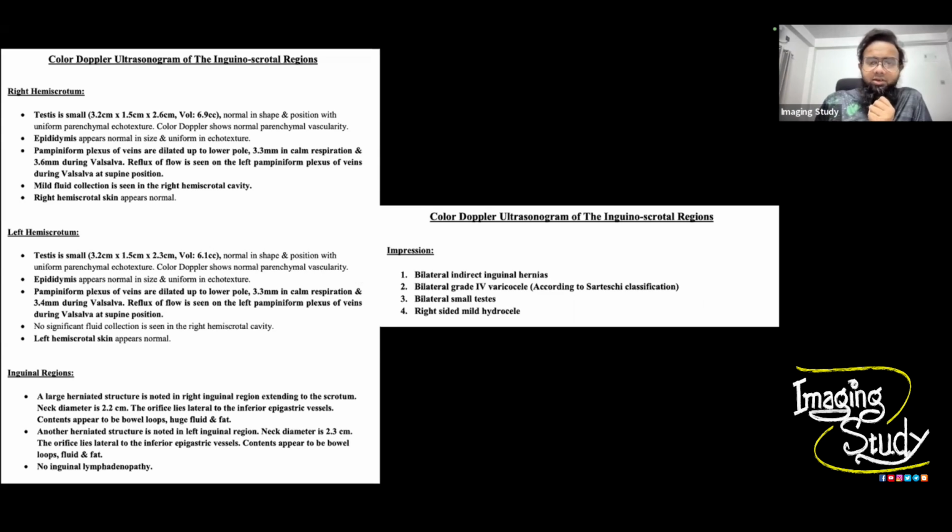Okay, so this is the inguinal region. So there was bilateral indirect inguinal hernias, and there was a grade 4 varicocele on both sides. The testes were small, which might be associated with the age. And yeah, there was a right-sided mild hydrocele.